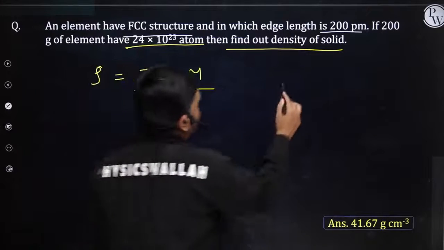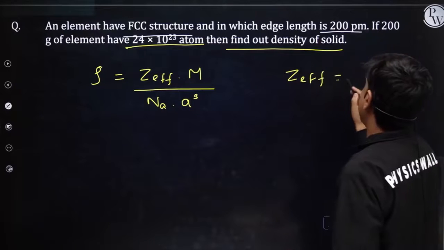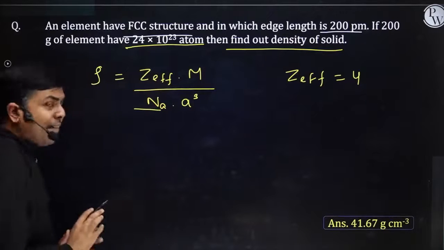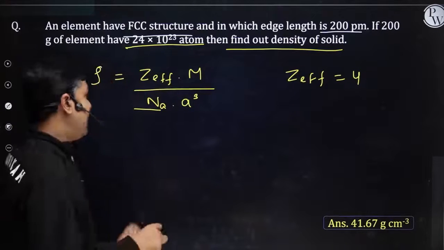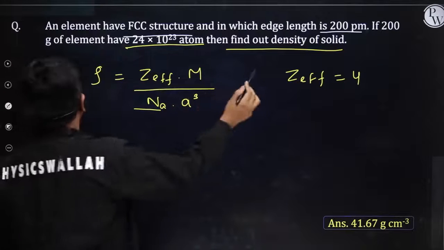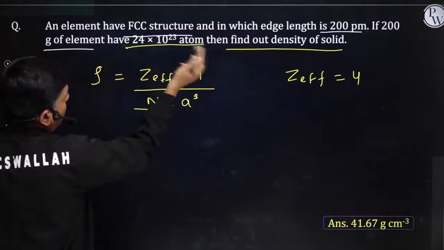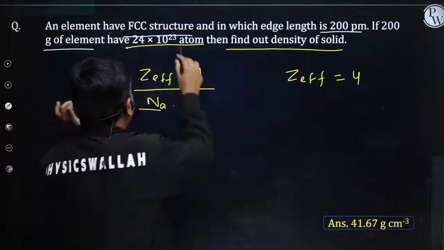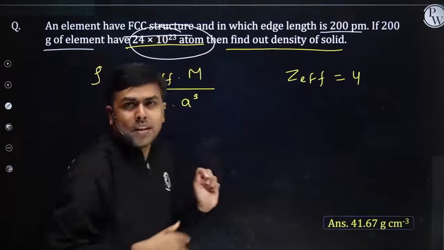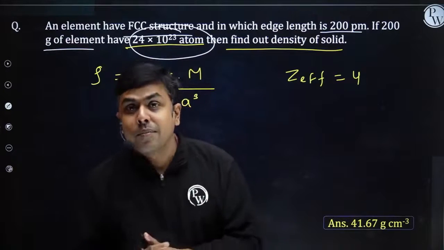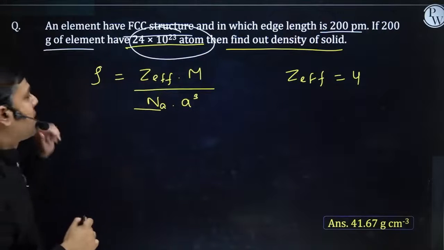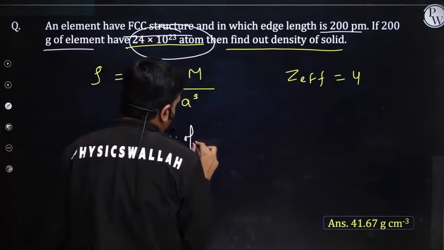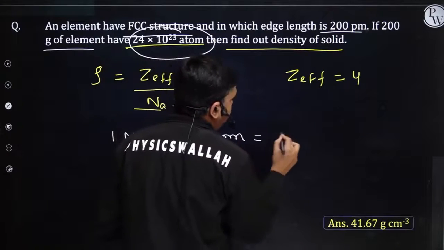Z effective for FCC is how much? Z effective is nothing but 4. Okay. So Z effective is given to us. Na value is known. Have they given the molecular weight? No. Indirectly they have given. They are saying 200 gram of element has 24 into 10 raised to the power 23 number of atoms. Basically, 4 Avogadro number of atoms has a mass of 200 grams. So 1 Na number of atoms will have a mass of 50 grams.